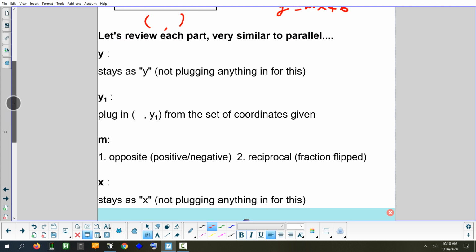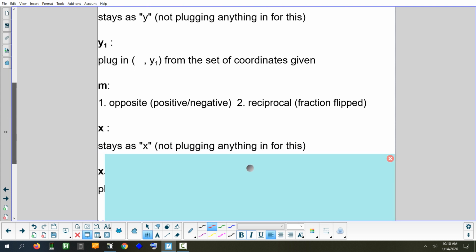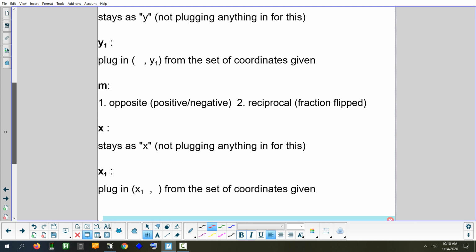The next thing in the box is the minus. That's going to stay the same for now. And how about x1? Stays the same, or does it change? Yep, it's going to change. This time you're going to go back to the coordinate, and you're going to look at the number before the comma. Okay, we already used the number after the comma. Now use the one before it.